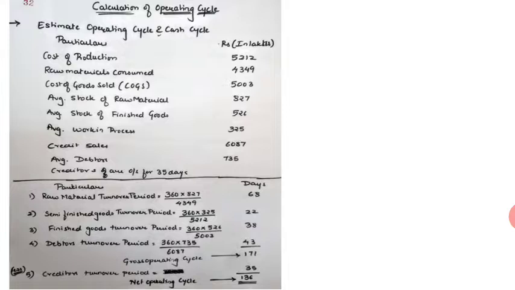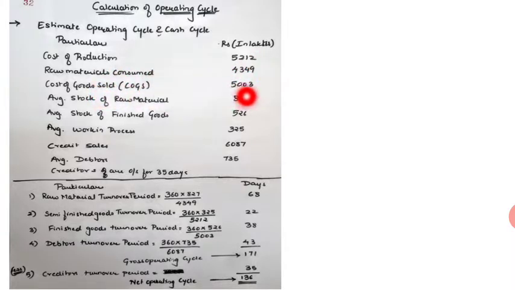So, the question goes like this: estimate operating cycle as well as cash cycle. Okay, so it is gross operating cycle as well as net operating cycle is what we need to estimate. Now what is given in the problem? Particulars, rupees in lakhs is given. Cost of production is given to us, which is 5,212.